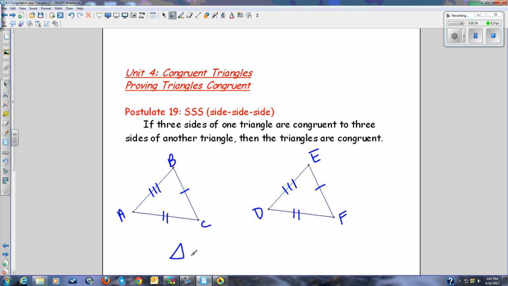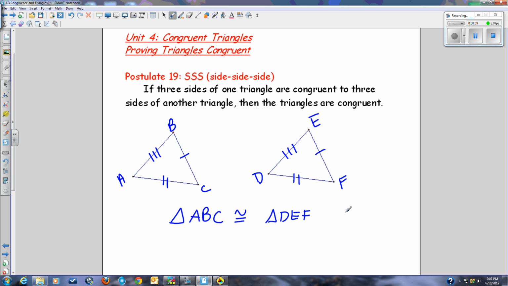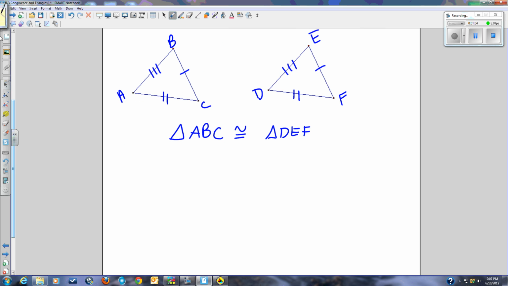So we can make the statement that the triangles are congruent, and we can say that triangle ABC, make sure that we've got the right sides corresponding. AB corresponds to DE, and remember that AC corresponds to DF, so C and F will have to occupy the last positions. So we can make the statement that triangle ABC is congruent to triangle DEF using that side-side-side postulate. Let's move on.